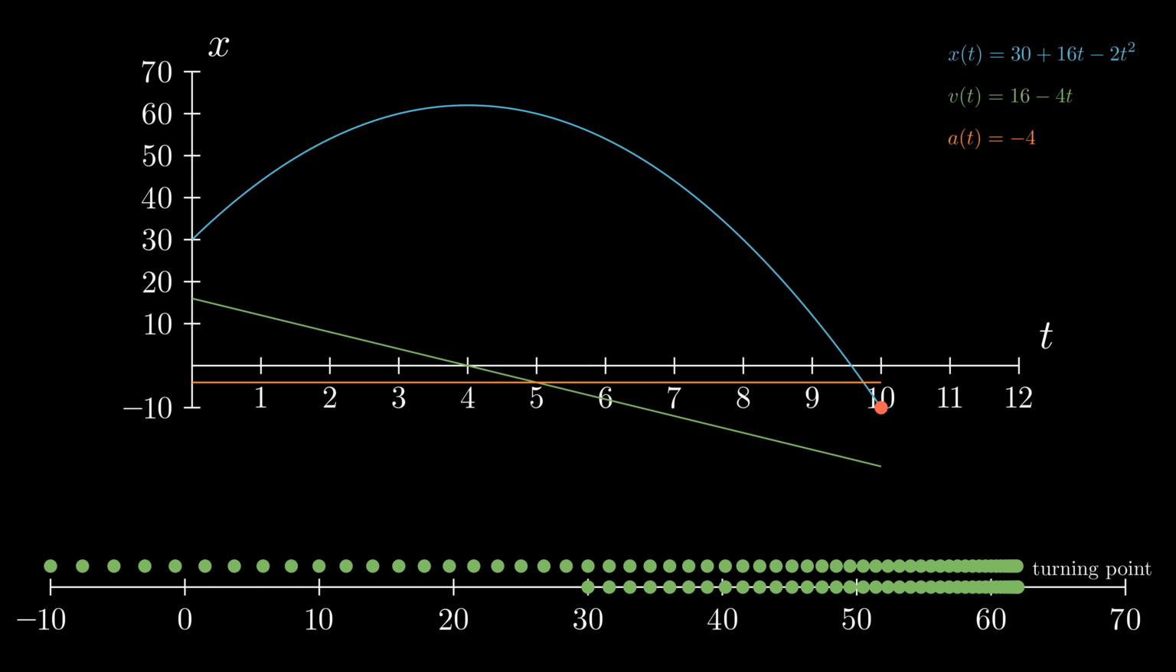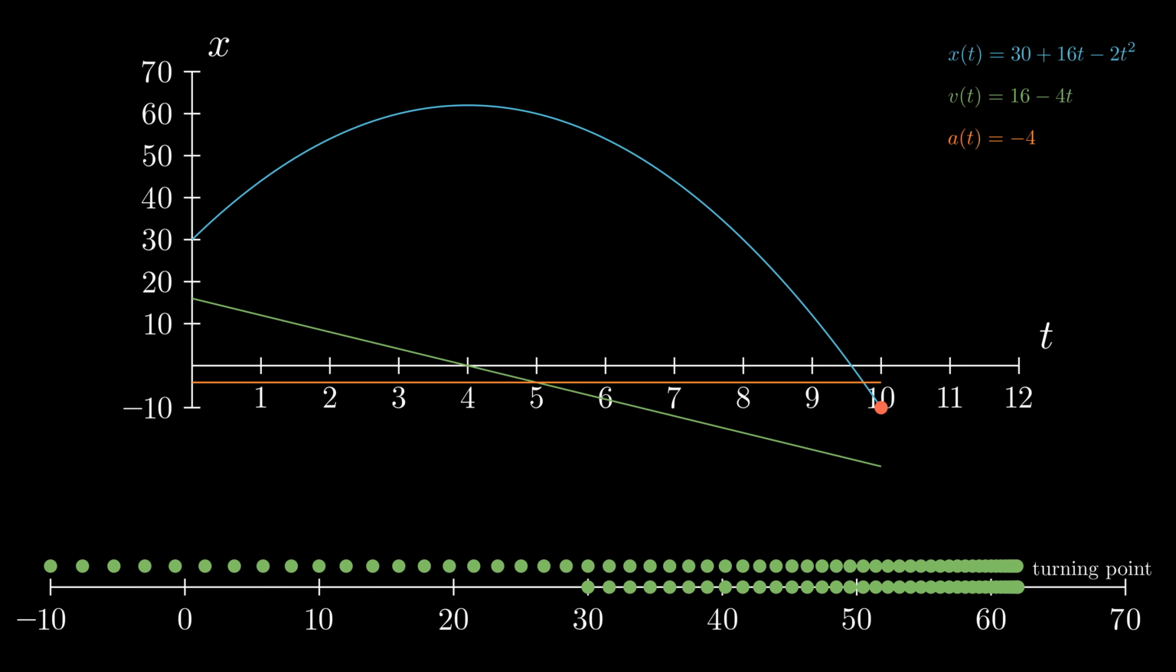For this function, the acceleration is constant and negative, which means that the particle is slowing down when moving to the right and speeding up when moving to the left. The acceleration function is a of t equals minus 4, and the velocity function is v of t equals 16 minus 4t.